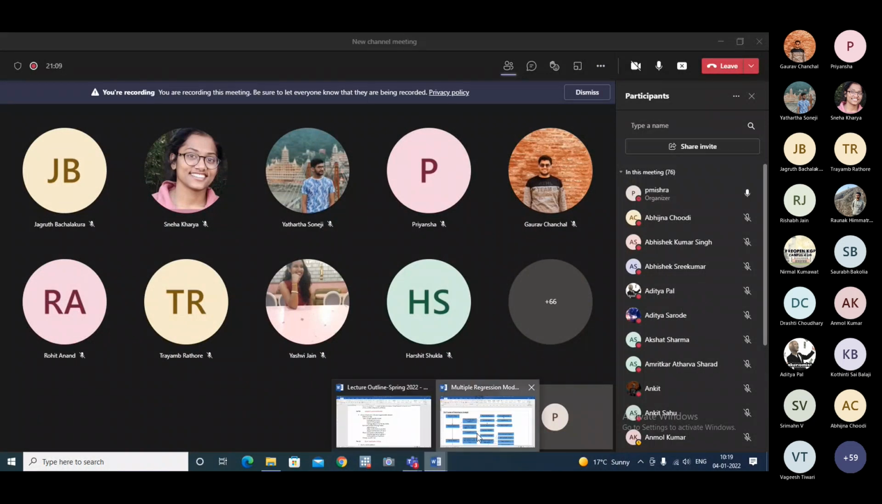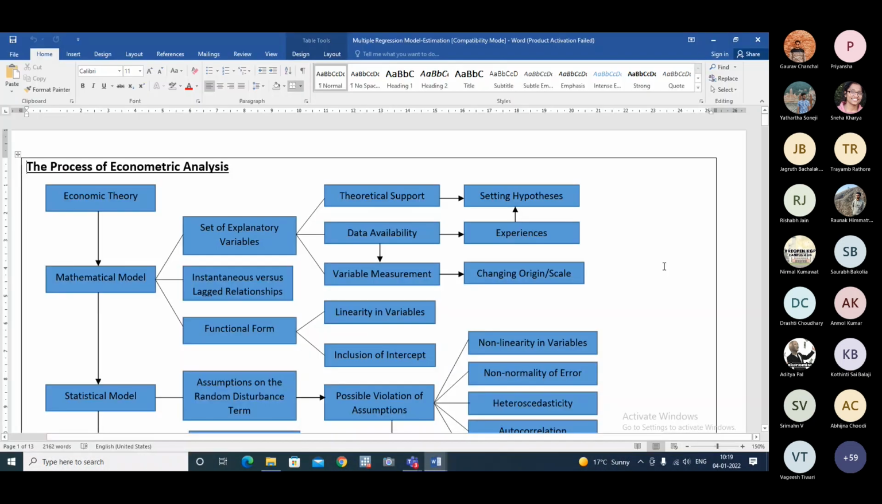So, what we'll be doing in today's class, basically, I'll be highlighting the process of econometric analysis. And once this process of econometric analysis is discussed, then I'll be focusing on what topics we are going to cover in this course.